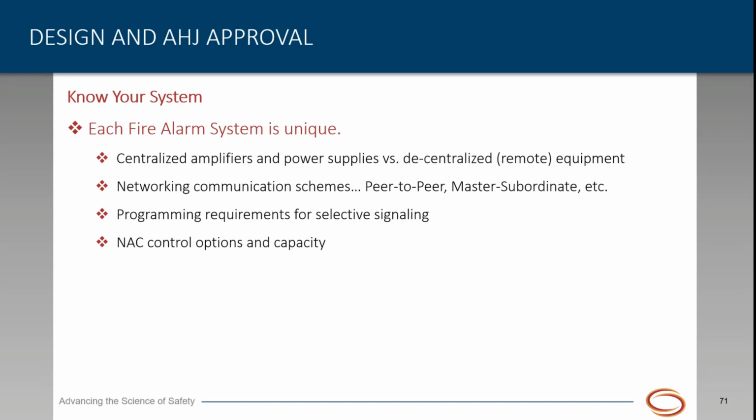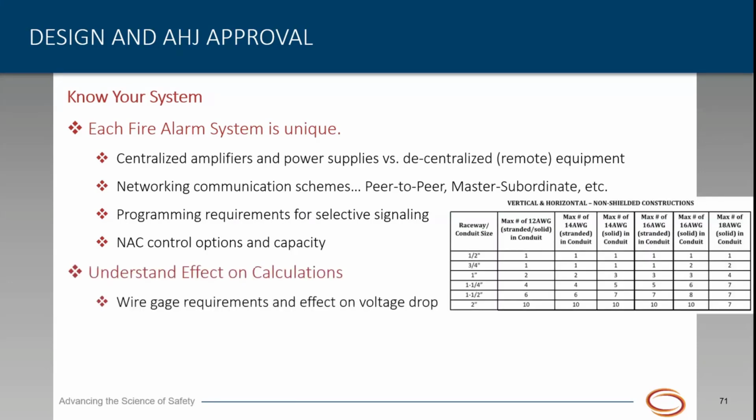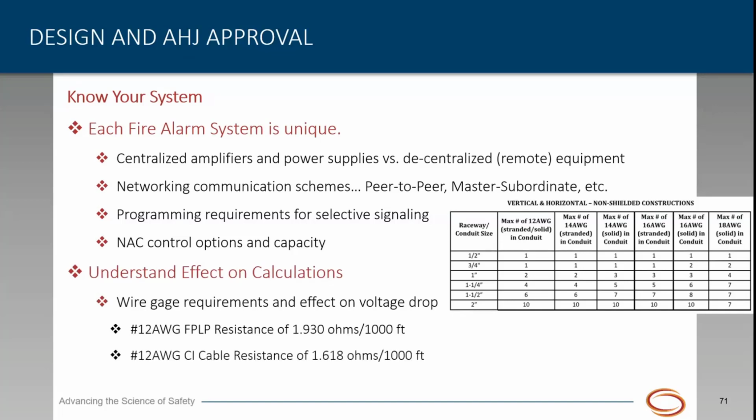You have to understand the programming requirements for selective signaling, so you know what things are being turned on and when. And you have to know your NAC control options and capacity. Obviously, that's easy. And in the case of Autocall, you've got SLC triggered NAC panels. It's a great advantage, but you've got to know that. And you've got to know that now that SLC may require some form of survivability depending on where it's run. You also have to understand the effect survivable cable may have on your system's calculations.